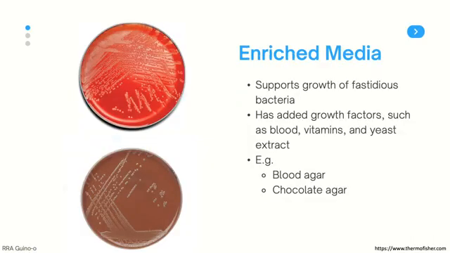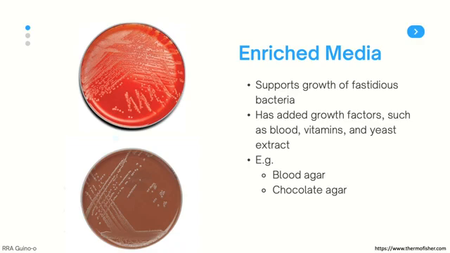Although some bacteria only need a minimal amount of nutrients to grow, others, which we call fastidious bacteria, need additional factors, and this is where this next media comes into play. They are called enriched media, and this media has added growth factors such as blood, vitamins, and yeast extract, to name a few. Some examples are blood agar, which you can see on the top portion of the slide.